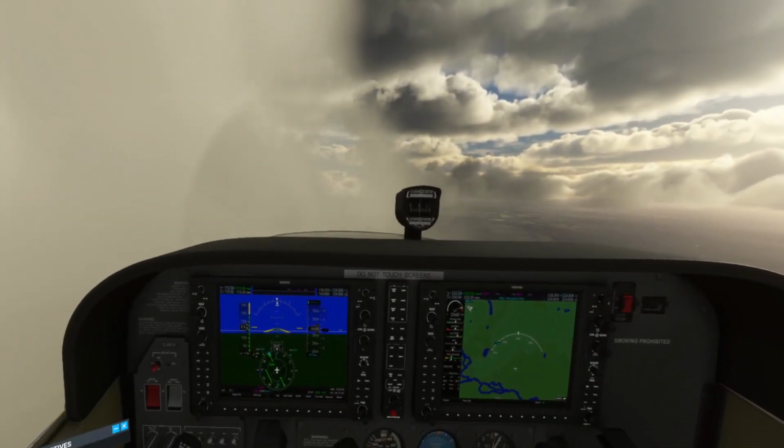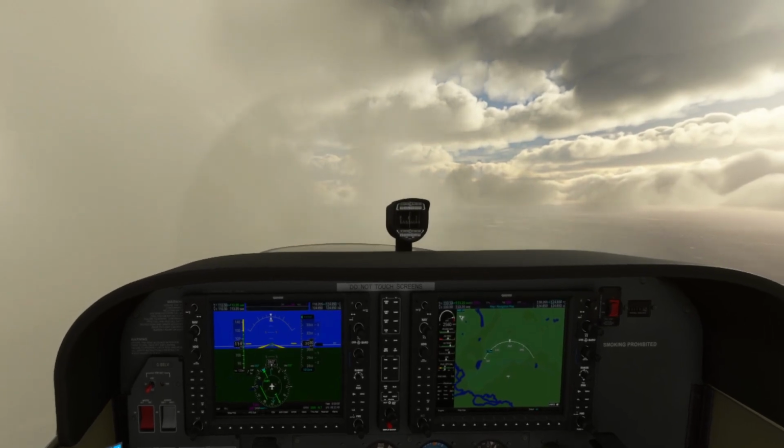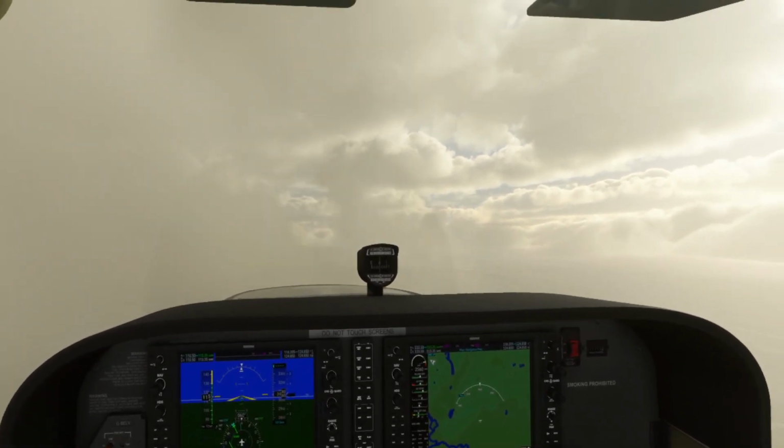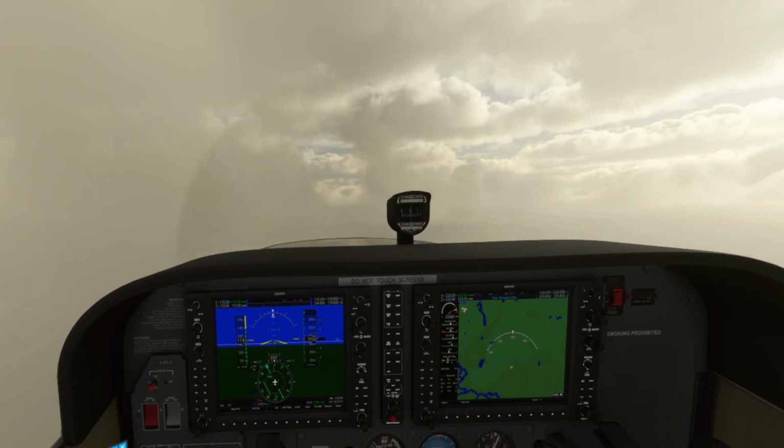We're flying away from Southampton VOR on the heading 060 to set us up for our third and final type of entry, called the parallel entry.